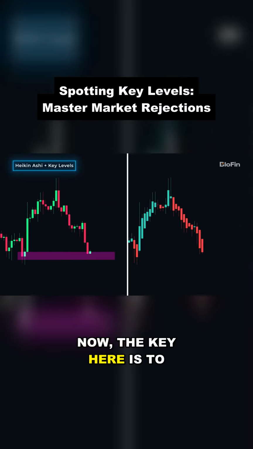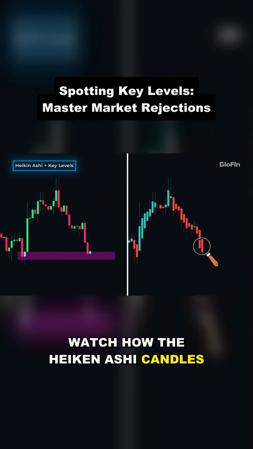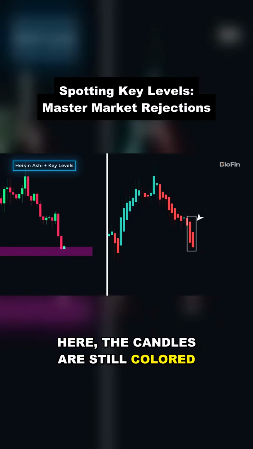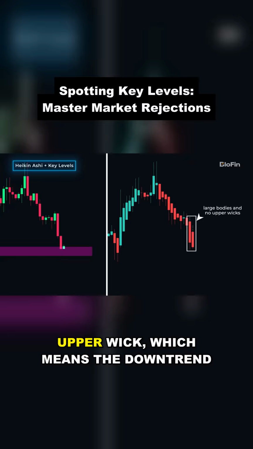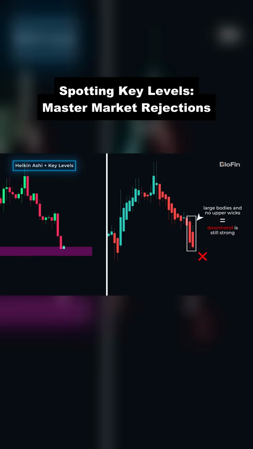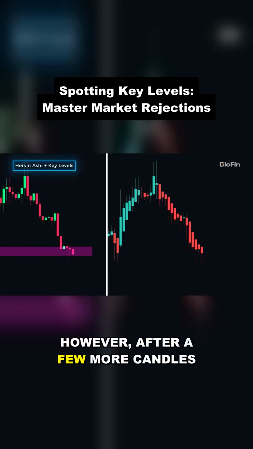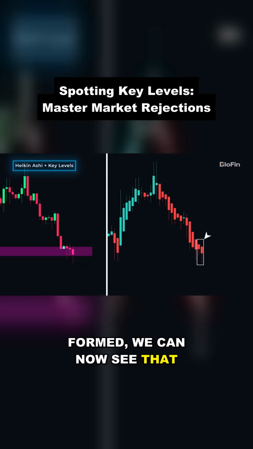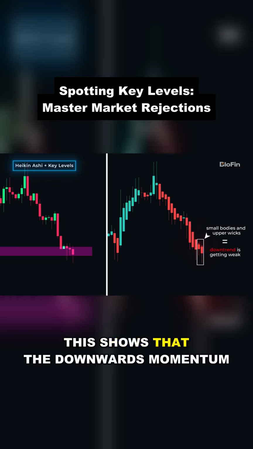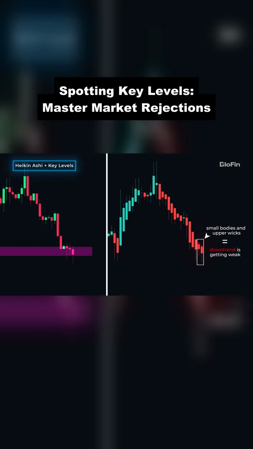Now, the key here is to watch how the Heikin Ashi candles react when price is at this support level. Here, the candles are still colored red with large bodies and no upper wick, which means the downtrend is still strong, so it's better to avoid buying. However, after a few more candles formed, we can now see that the body starts to shrink in size, while upper wicks begin to appear.